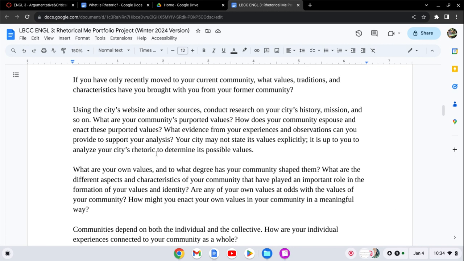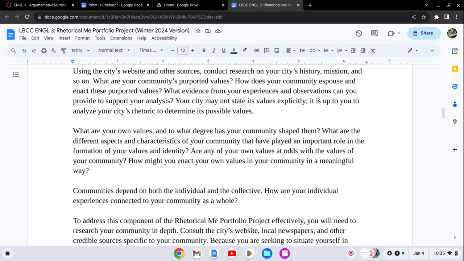If not, also how? Why not? They might be at odds, right? That could be the case. Now, if your city doesn't outright state what its values are, then again, it's up to you to determine, based on your analytical skills, to see, okay, they don't claim that they're environmental, but I do notice that they have compost bins. So maybe that could indicate that they do value environmental practices. That's just an example, right? But you want to look around and see what the different elements of your community are that would suggest what its values are, okay?